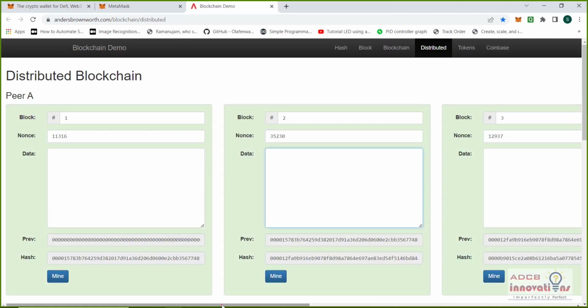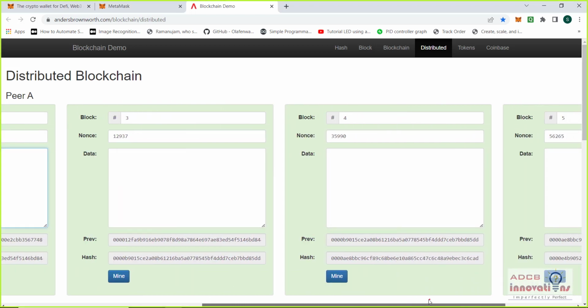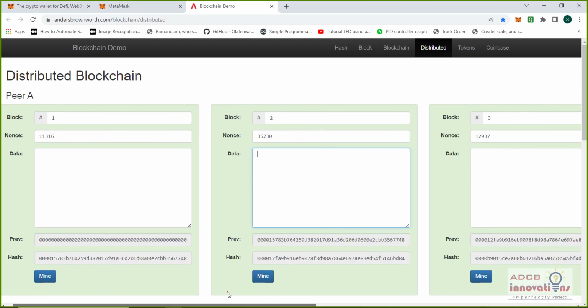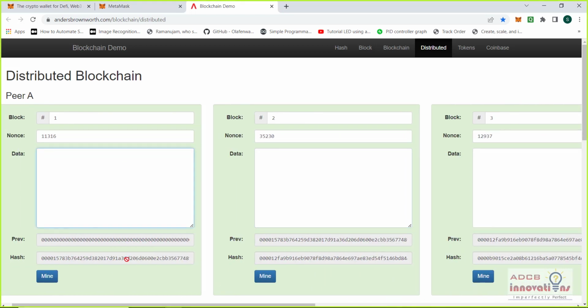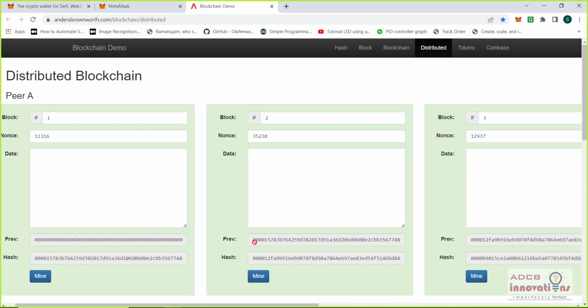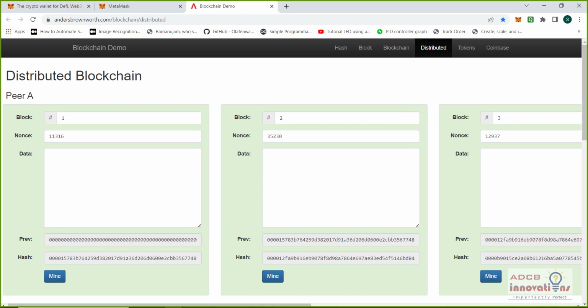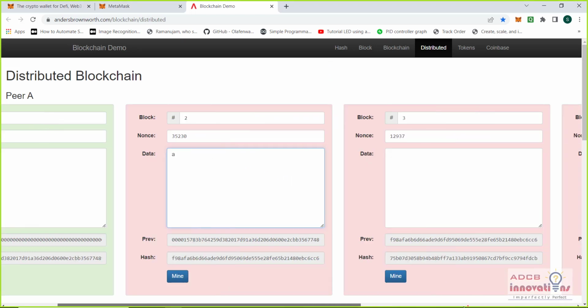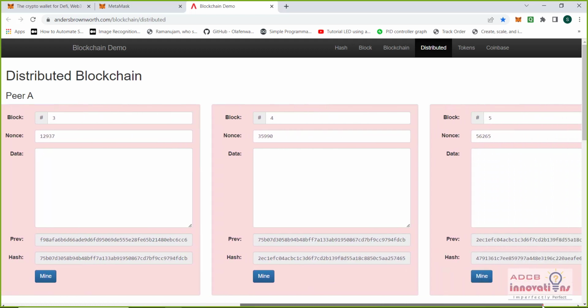You can see this is a chain of blocks, and every block has the previous hash. You can see here this hash is present in the previous hash of this block. There are no transactions here. Now let's say I try to change data in here, so you can see all the blocks forward of this block become red. Okay, that means there is some issue.